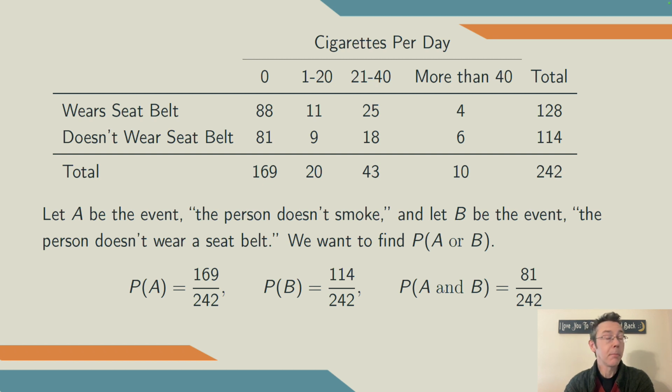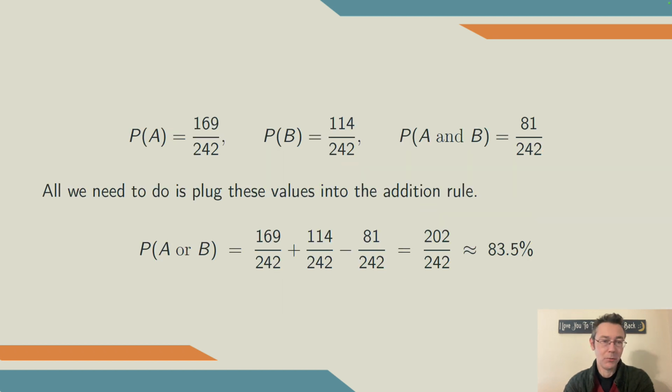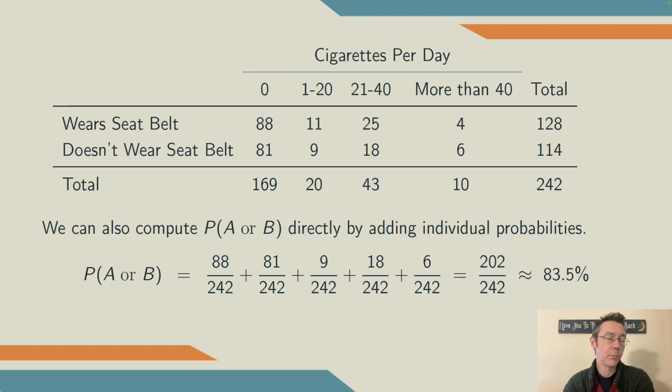We're going to find the probability that the person doesn't wear a seatbelt. And then we're looking at the total column on the far right. And we have 114 people that don't wear seatbelts out of 242 total. Then we're going to find the probability in the overlap, so the probability that somebody does not smoke and doesn't wear a seatbelt. So there I'm looking at the second row in the main part of the table there on the leftmost column, 81 out of 242 total. So now I'm just plugging into the addition rule. I'm taking P of A plus P of B minus P of A and B to get 202 out of 242, about 83.5%.